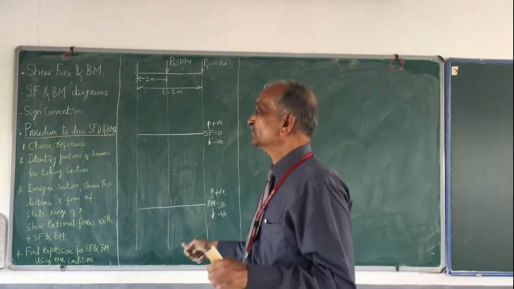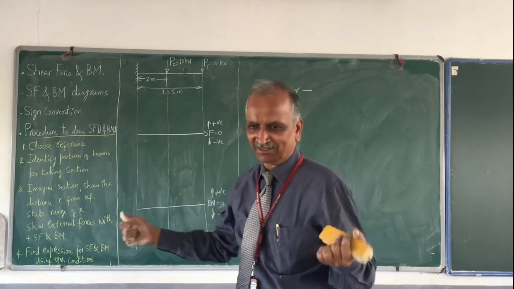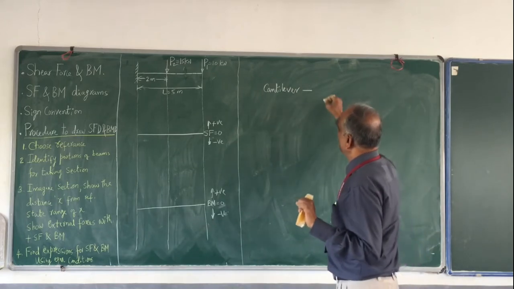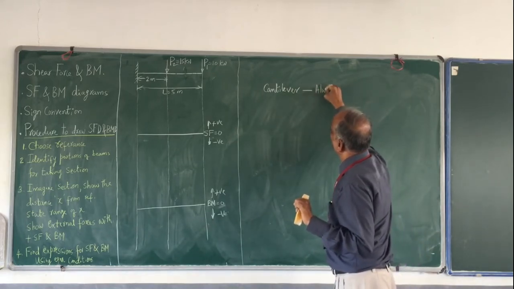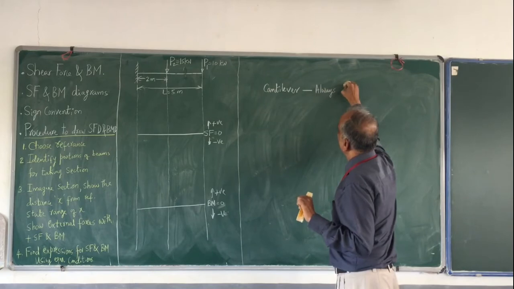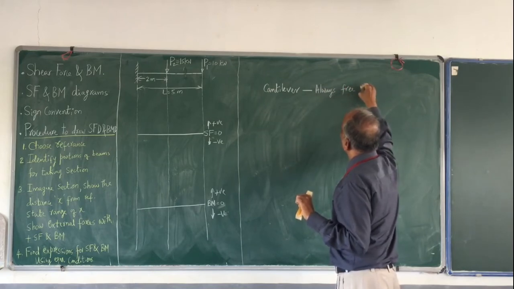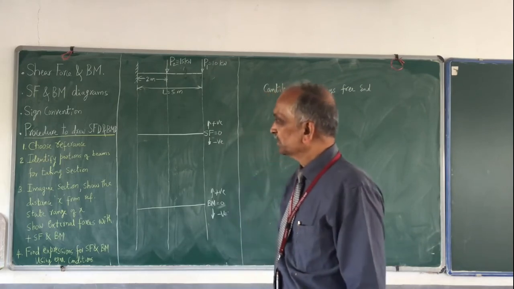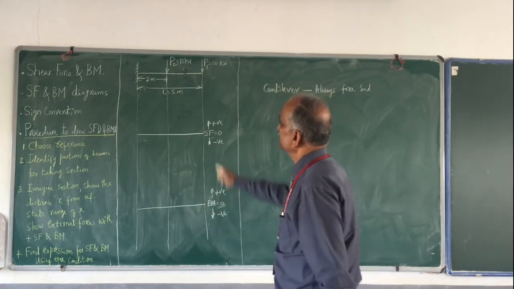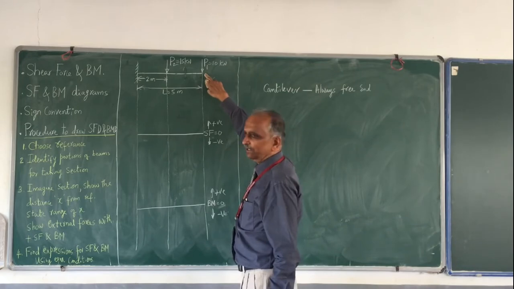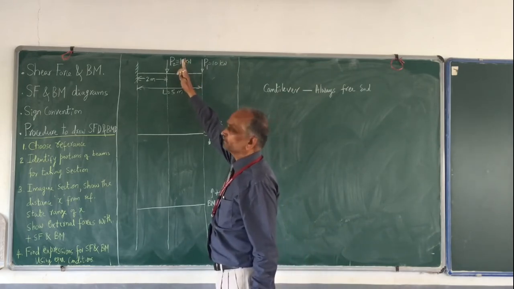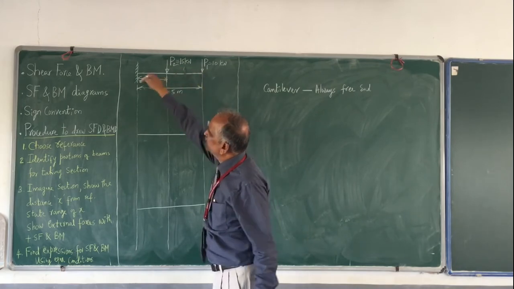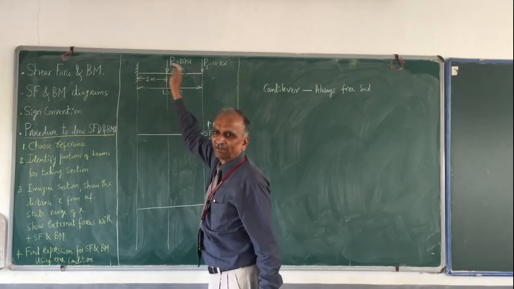Why should I take this? I could take the other one, something like that, absolutely no problem. But for a cantilever, always the free end shall be chosen as the reference. That means this is the free end, and this is my reference. I am going to cut here, for example. Then this distance is what I am going to take as positive.